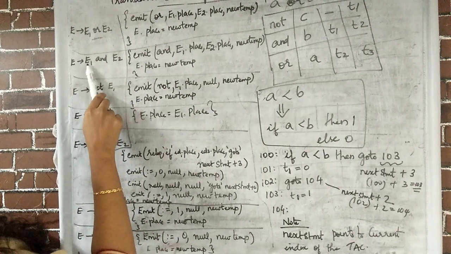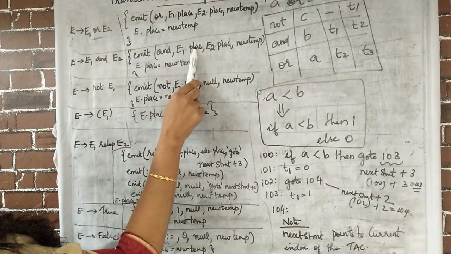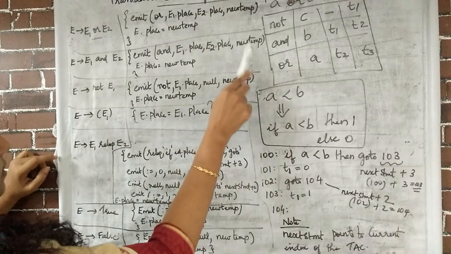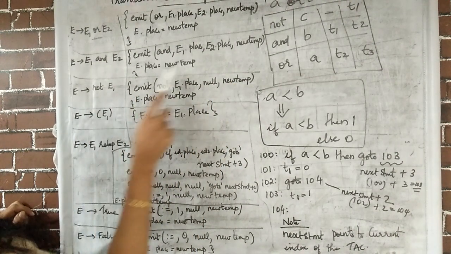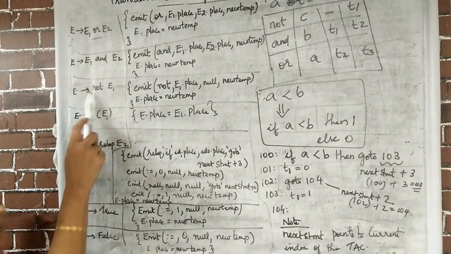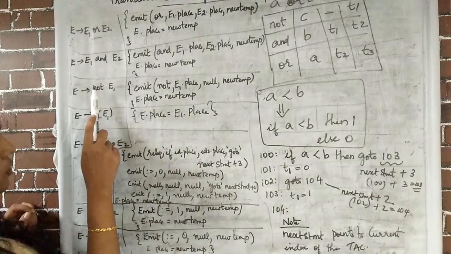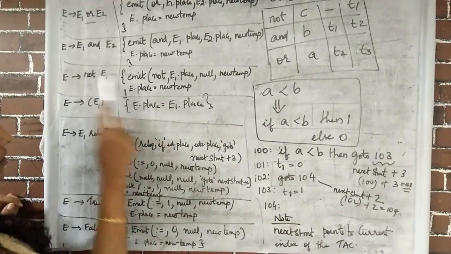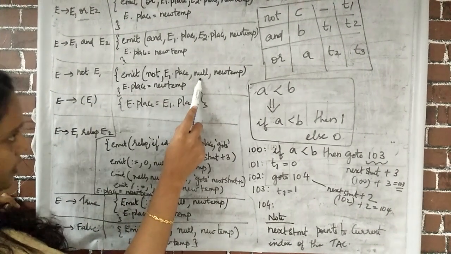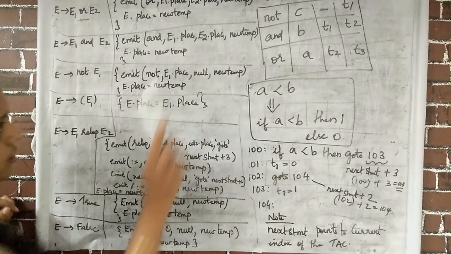So AND, first operand E1.place, comma, E2.place, and the result is stored in a new temporary variable. Again E.place is equal to new temp. Likewise here also, the operator is NOT: emit NOT, first operand is E1, you don't have any second operand, and the result is stored in the new temporary variable.